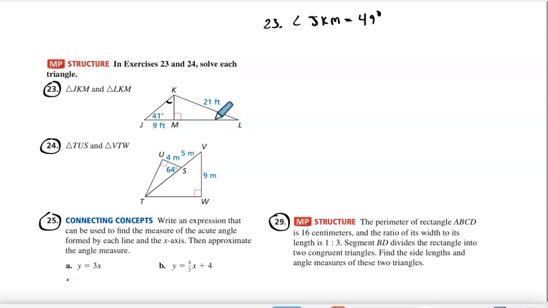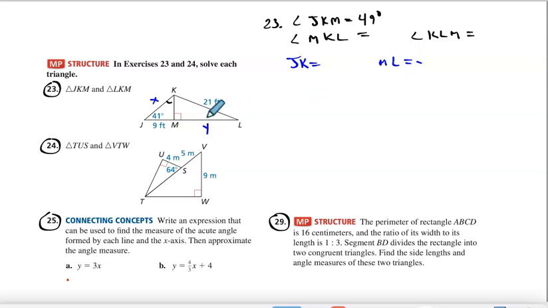Okay, so these two angles are missing, so I still need angle MKL and angle KLM. Okay, so I still need those. And then I need the distance of JK, that's missing, I'll call that X. I need the distance of ML, I'll call that Y for now.